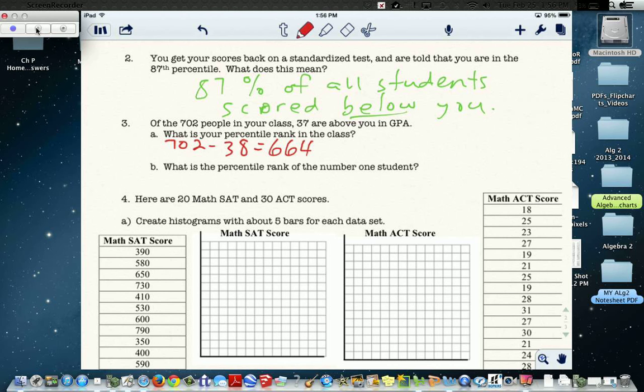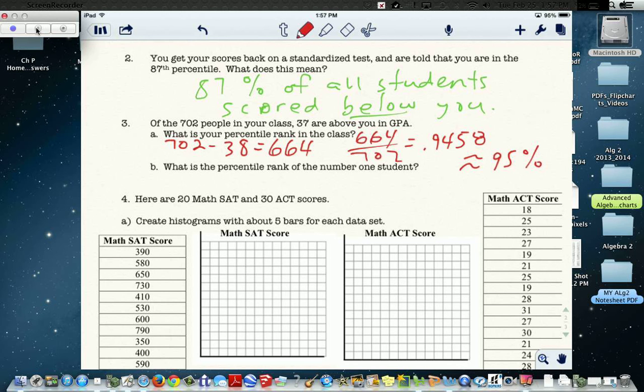Normally on a piece of data like this where there are 702, to remove yourself probably won't make that big a deal. But just to be accurate, that's why I use 38 and not 37. So there's 664 below you. So 664 divided by 702 gives us 0.9458. So I would say that that's approximately 95th percentile.